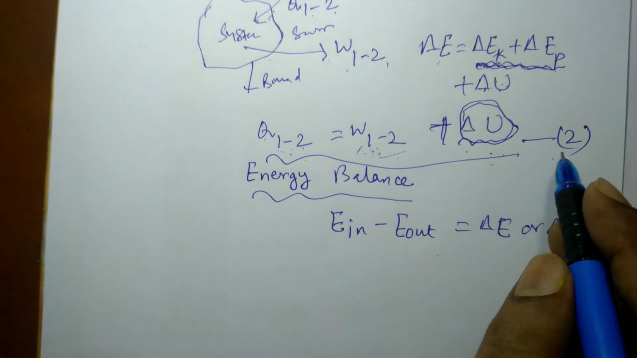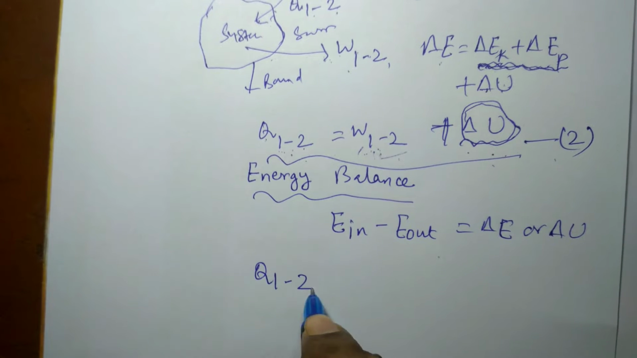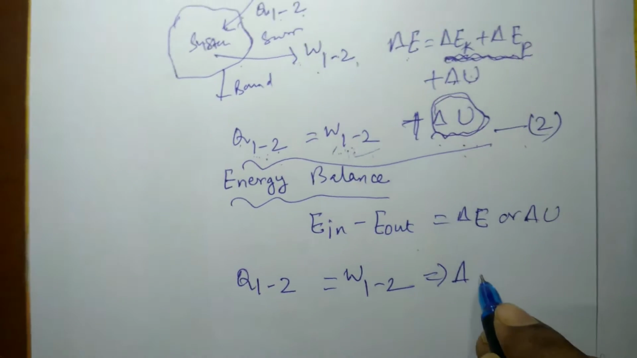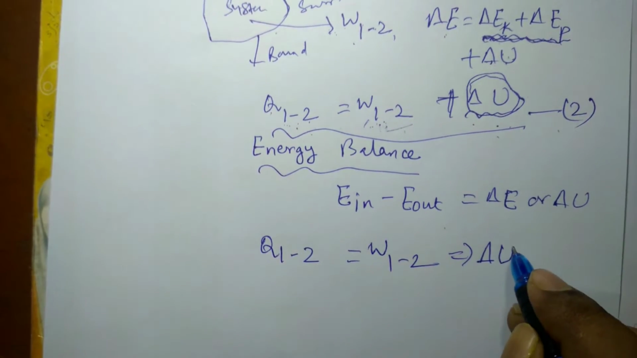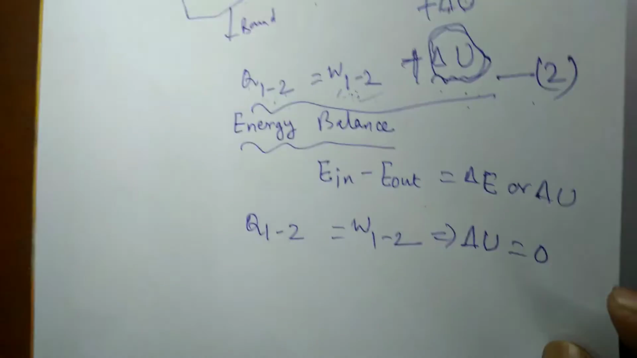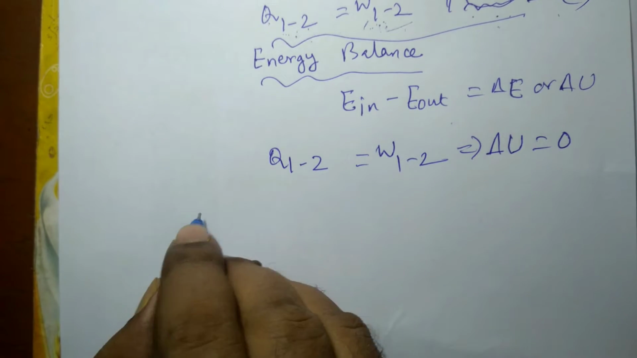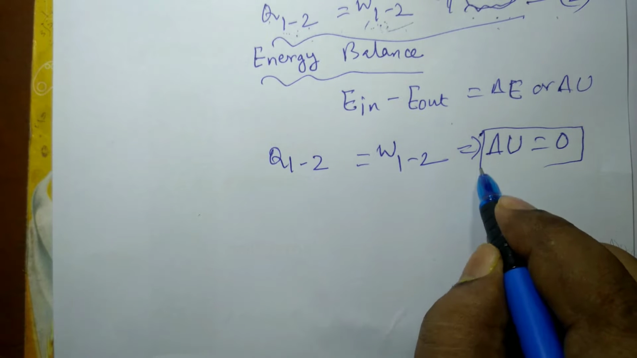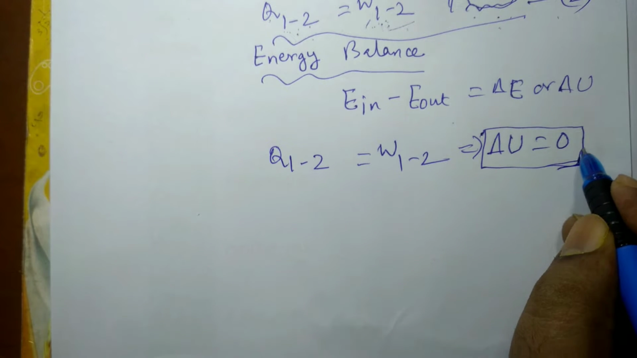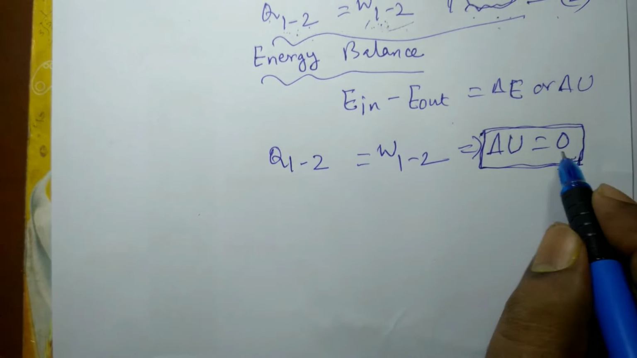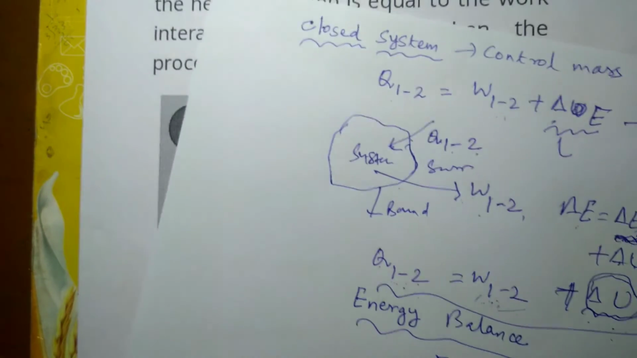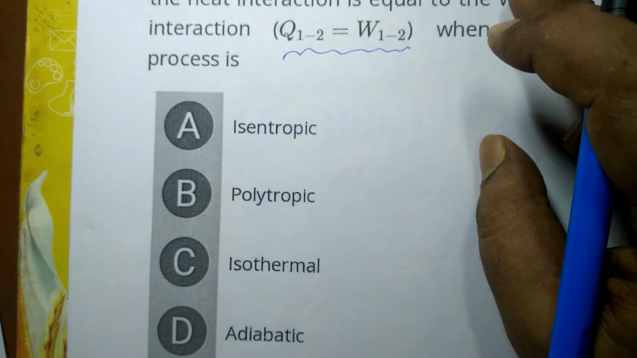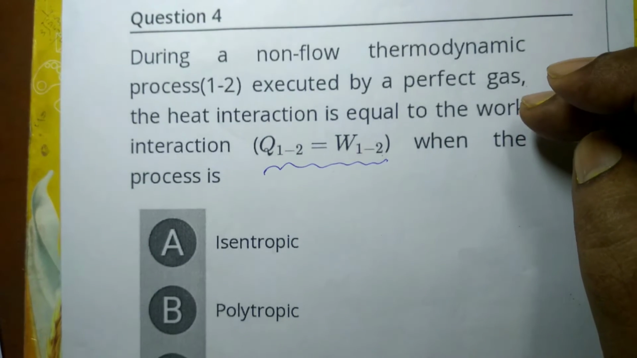So now this equation 2 as per the question is suppose Q12 is equal to W12, which implies that delta U is equal to 0. But so हम ये कंक्लूजन हमको मिल गया ये इक्वेशन से, डेल्टा यू जो है जीरो हो रहा है इस प्रोसेस में. डेल्टा यू जीरो मतलब, and this system is a perfect gas. System contains only perfect gas.